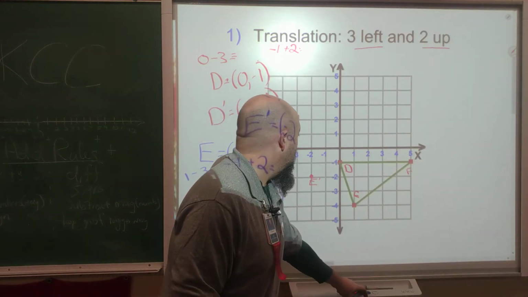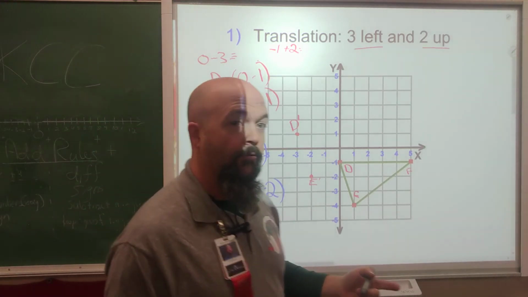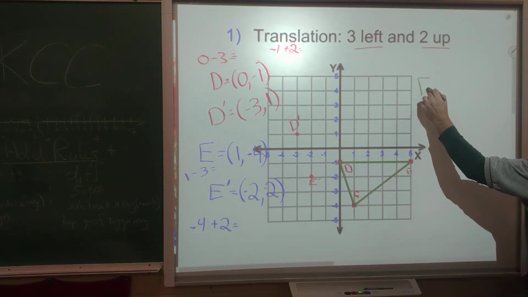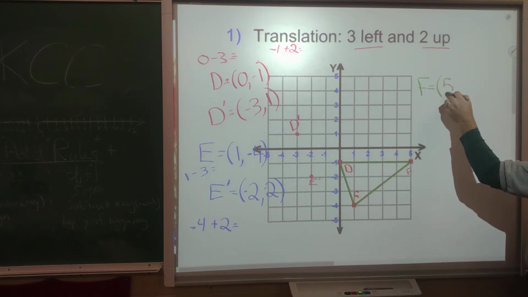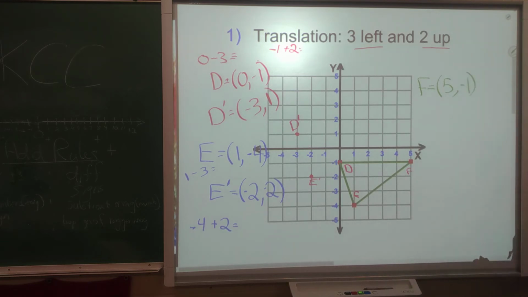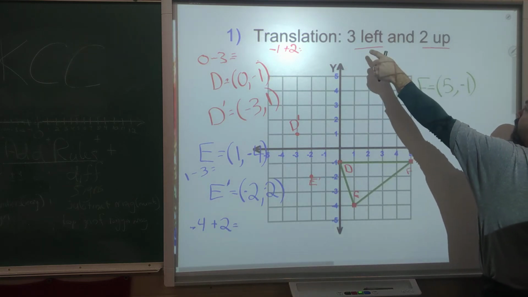Okay, our last one is point F. Now, I may jump off the screen here for a second because I'm going to go over here for that one. F is located at point 5 on the X. It is 1 down, so that's a -1. That's where it goes to start. Again, 2 movements, 3 left, 2 up.